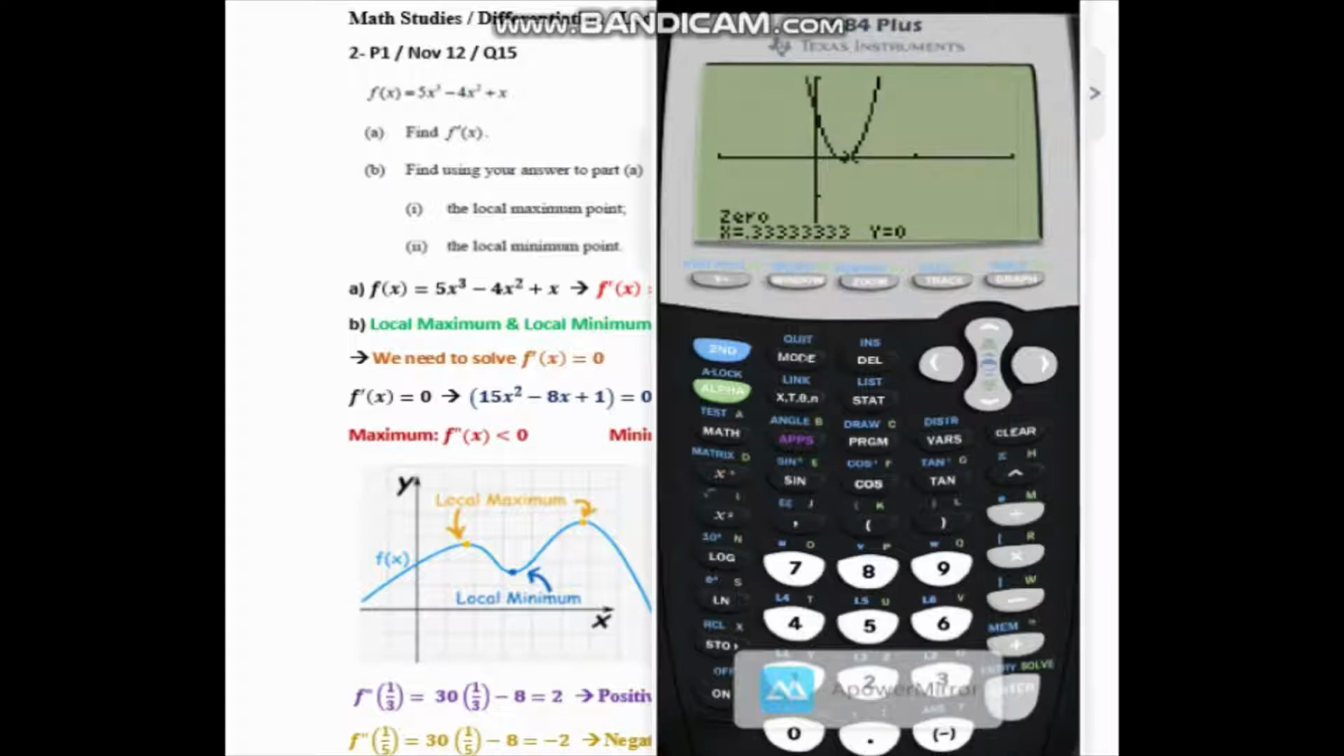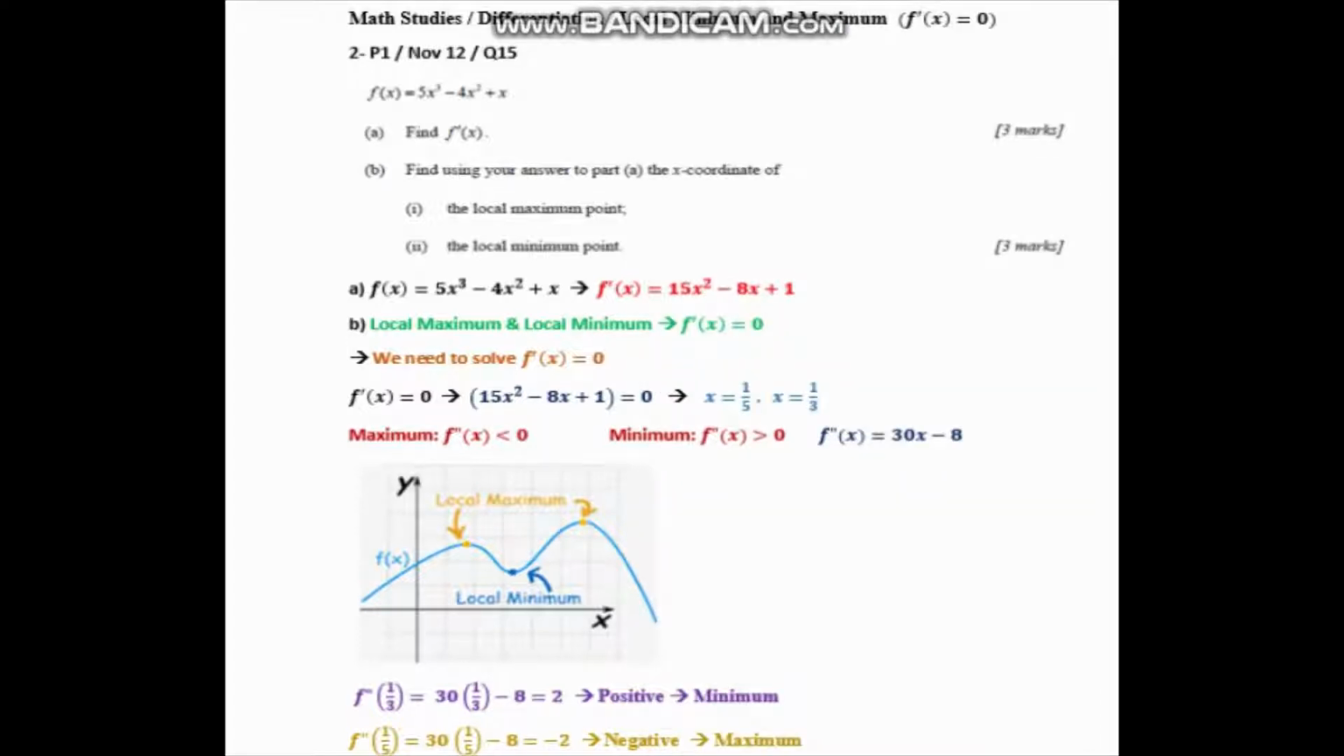And the calculator tells me that x equals 0.33333, which I should know to be 1 over 3. Hence, the two values of x are 1 over 5 and 1 over 3, which I have written down right there. Now, what is new about this question is that I need to distinguish between the local maximum and the local minimum. I need to find which of these x values corresponds to the local maximum and which corresponds to the local minimum.